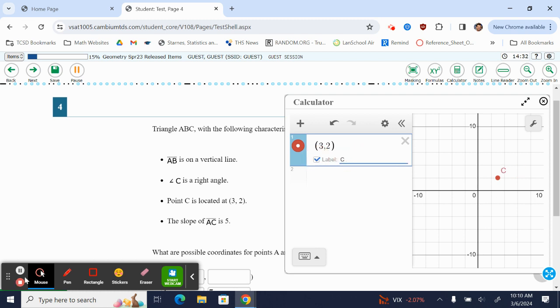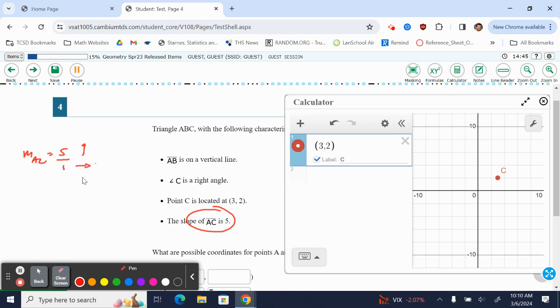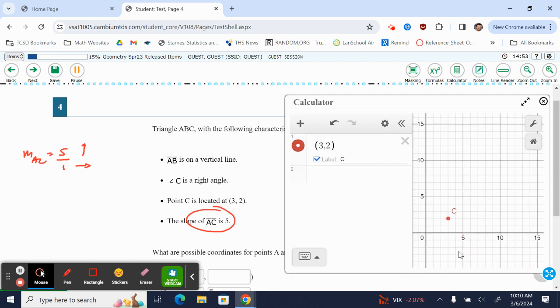Now, to get A on here, if the slope of AC is 5, that is a fraction of 5 over 1. That means from point C, I could go up 5 and to the right 1 and get a location of A. Let me zoom this in just a smidge. If I go up 5, 1, 2, 3, 4, 5, and right 1, I'm at that point right there, which is at 4, 7. If I graph 4, 7, that could be one potential location of A. So A could be at 4, 7.